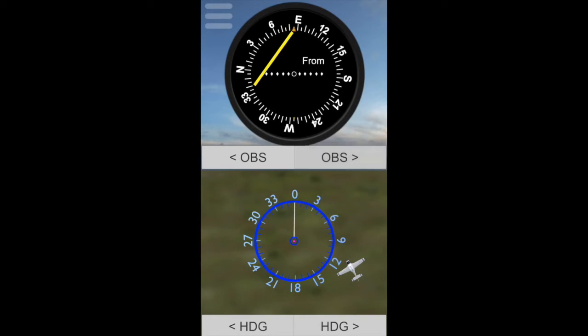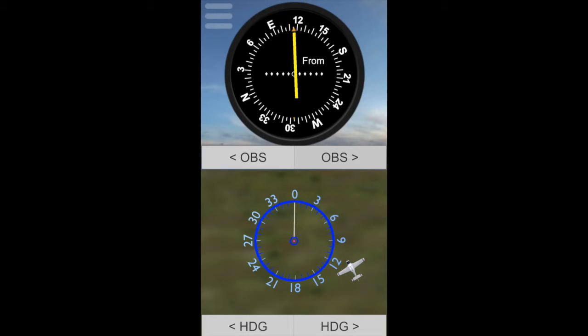Keep turning this in the plane. I'm in the plane now. I'm doing the OBS. Boom. Needle is centered. I'm getting a from indication. I am definitely between, I would say, the 115. I'm on the 115 radial. And indeed, look at the plane. You are pretty much on the 115 radial coming out of the VOR.